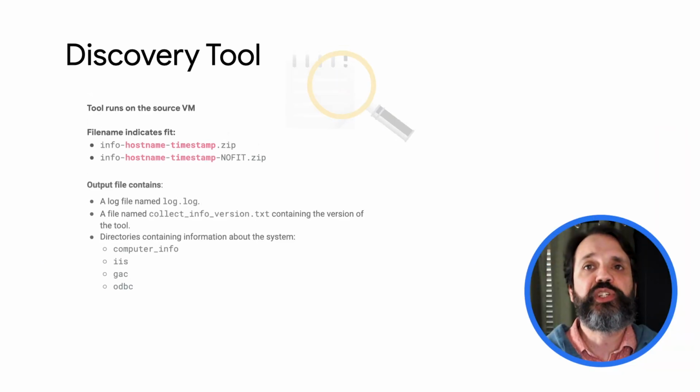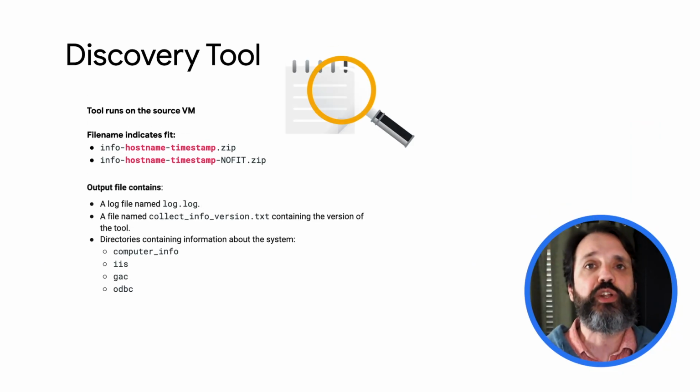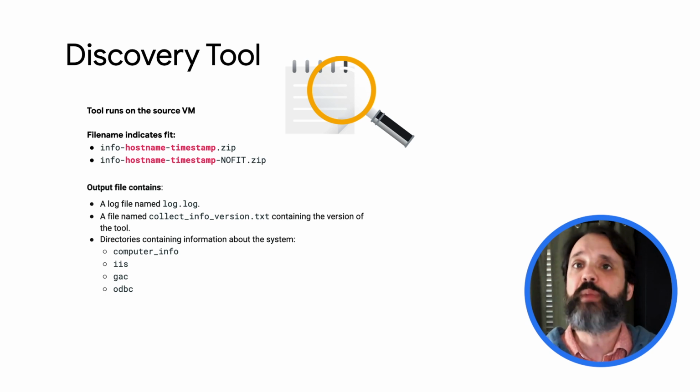The tool outputs a zip file that indicates whether or not the Windows VM is a potential fit for migration. The name of the file indicates the results. The zip file includes multiple files with information on the operating system settings, IIS, ODBC config, and the global assembly cache. I'm not going to go into the zip file contents in depth and would encourage you to check out the docs if you need more information.